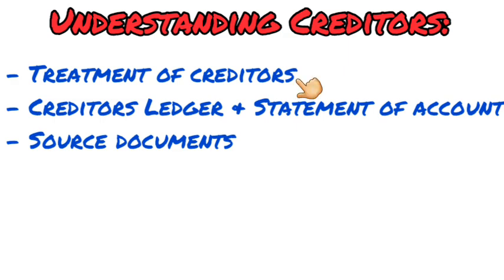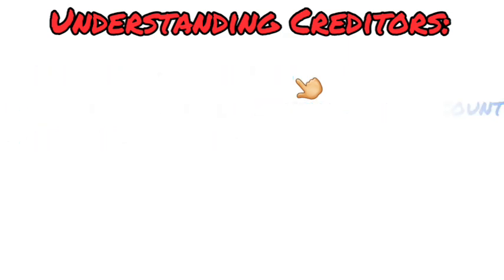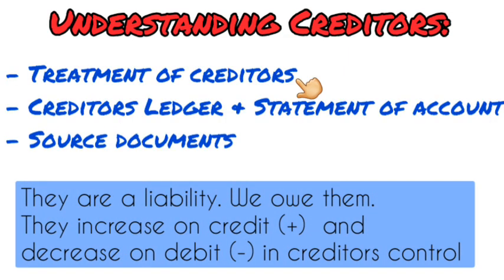So let's go back to the treatment of creditors and talk about what is the correct treatment of creditors. So first of all, we know that with creditors we are dealing with people that you as the business owe. So when I'm talking about we in this instance, I'll be talking about us as the business. So if I say we, I'm referring to the business. So whom we owe, that is our creditors, and therefore that makes creditors a liability. You see in that statement I said they are a liability. Why? Because we owe them.